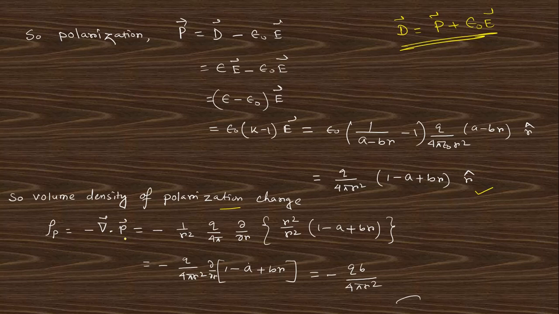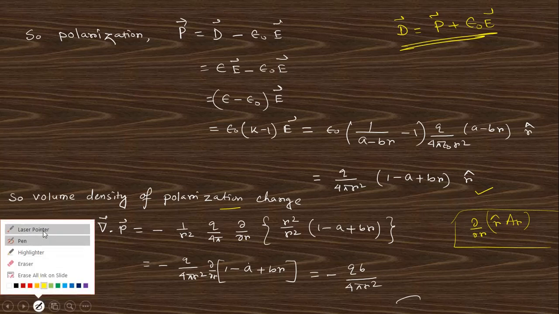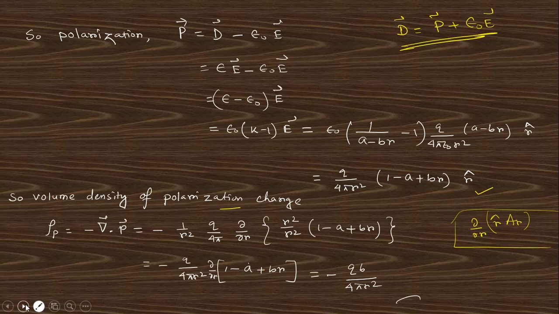Now go to the volume density of the polarization charge, that is minus divergence of this. So in the spherical polar coordinate system, this divergence will be del del r of r square into Ar. So r square into Ar means the coefficient with the r cap. Putting this value, you will get this expression, and the derivative of the constant is 0, only you will get b. I think that is clear. This is the volume density of polarization.